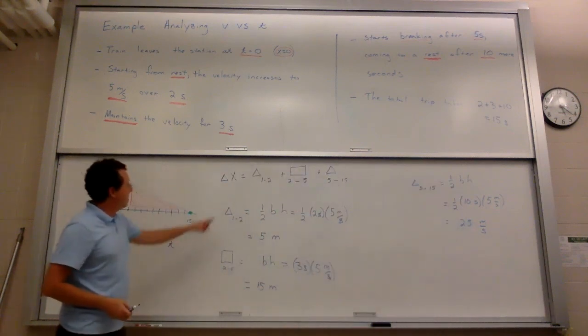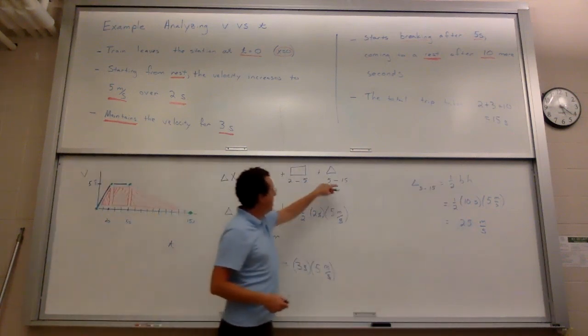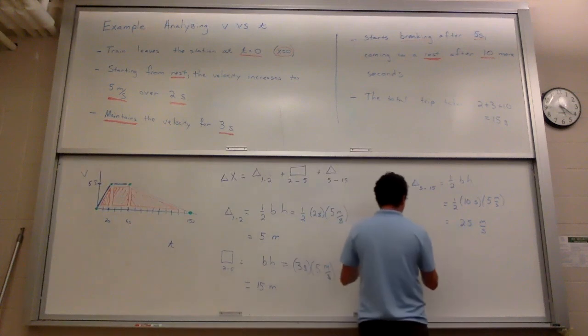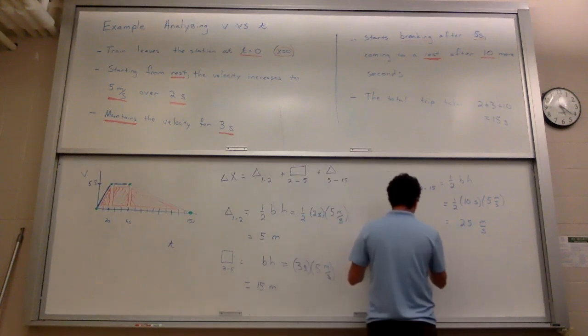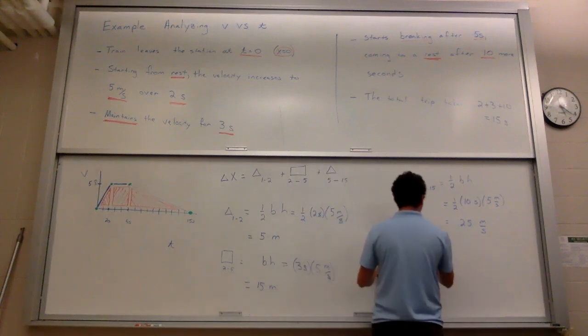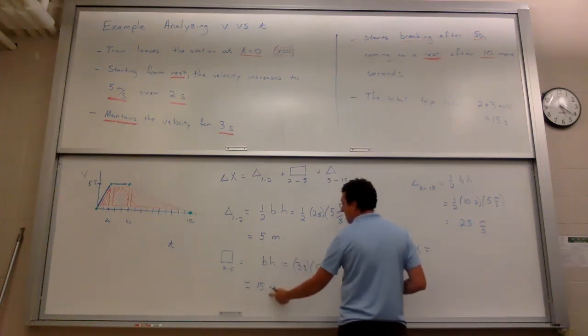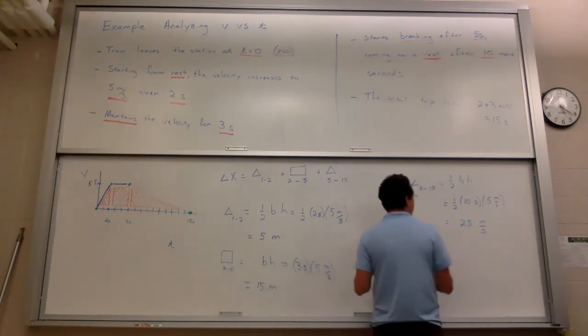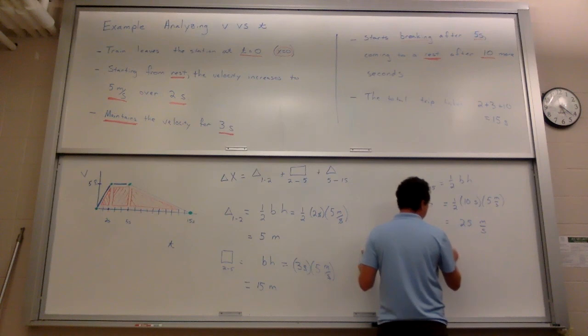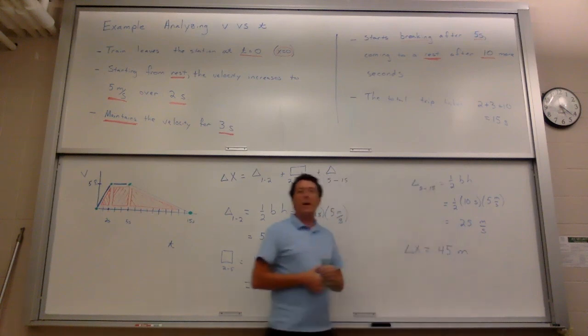Very good. So I've determined all of the separate areas, and I can pull it all together to get the change in displacement over the whole 15 seconds: 5 plus 15, that'd be 20, plus an additional 25, 45 meters. About half a football field.